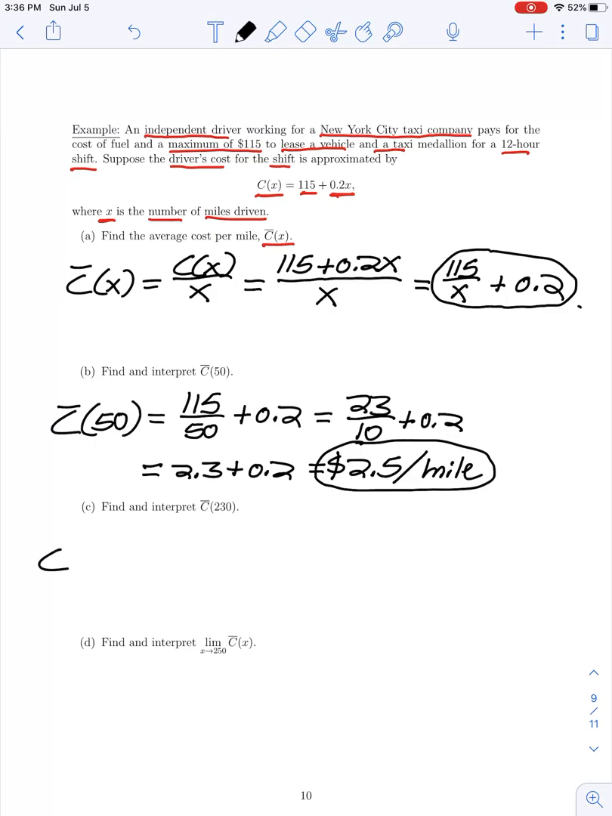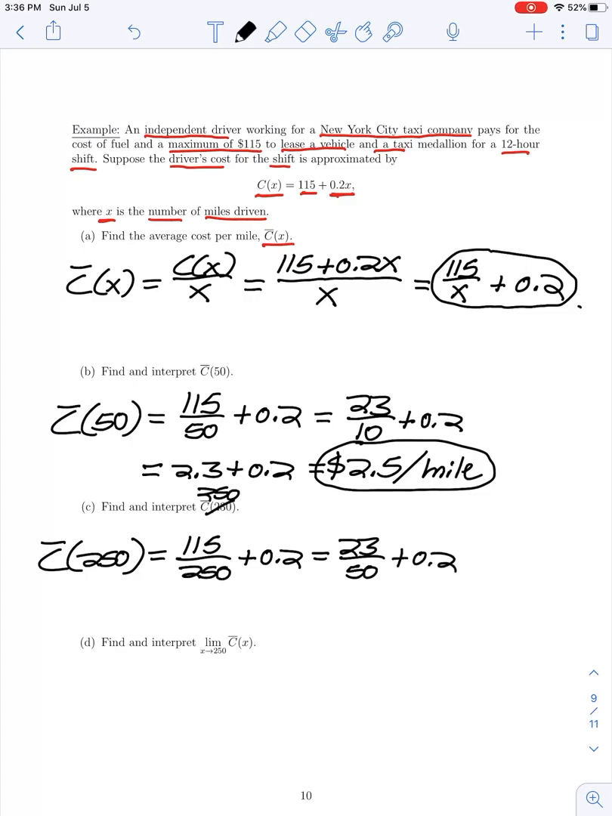So let's consider another one. Here we are asked for c bar of 230. For the ease of numbers, let's maybe make this 250. So we would have 115 divided by 250 plus our 0.2. So let's see what we're left with. Dividing top and bottom through by 5, we would have 23 over 50 plus 0.2. So we could write that as 46 over 100 plus 0.2, which gives us 0.46 plus 0.2, or $0.66 per mile for our average cost.